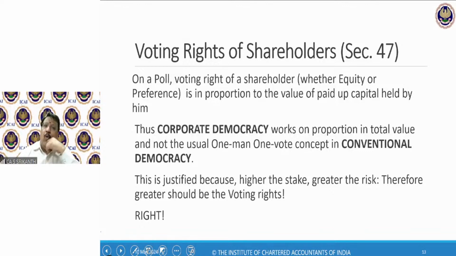Now, as I told you, on a poll, the voting right of a shareholder is in proportion to the value of paid-up capital, meaning a fully paid share gets one vote and a partly paid share gets proportionately less. So this is how corporate democracy works, in proportion to total value and not the usual one man, one vote concept of conventional democracy. This is justified because the higher the stake, the greater the risk, and therefore the greater the voting rights. Promoters are taking higher risk. His money is more in the business than yours.